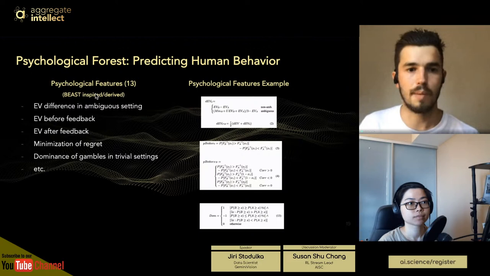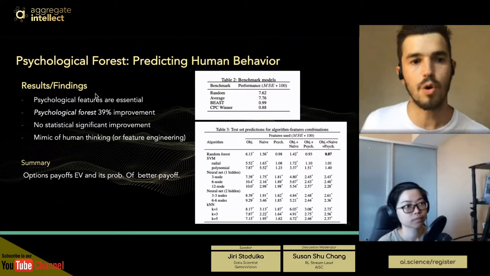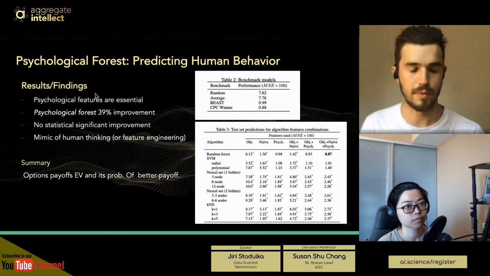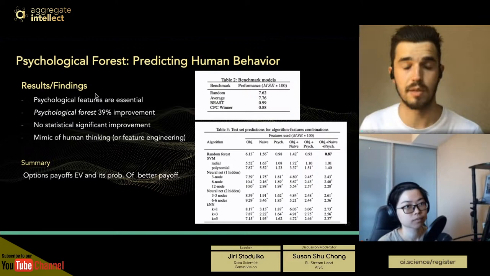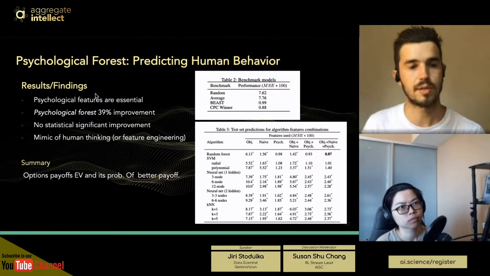I told you about the ambiguity of being exposed or not being exposed to the payoff. They did that here as well. And they received interesting results, because no model would actually outperform the winner, which was very BEAST in the competition. What they found out was that the psychological forest, with those psychological features, achieved a 39% improvement over any off-the-shelf machine learning model they tried.